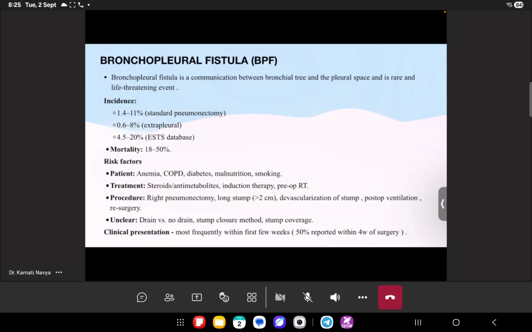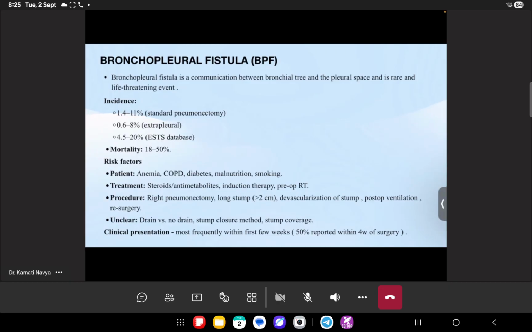Risk factors: patient-related risk factors include anemia, diabetes, malnutrition, smoking, or COPD. Treatment is with steroids, induction therapy, and preoperative respiratory therapy. Procedural risk factors include right pneumonectomy and leaving a long bronchial stump of more than 2 centimeters, excessive dissection around the bronchus causing devascularization of the stump, and post-op higher ventilation, higher positive pressures, and resurgery. And it is not clear whether a drain versus no drain has also contributed to a bronchopleural fistula, stump closure method, stump coverage method.